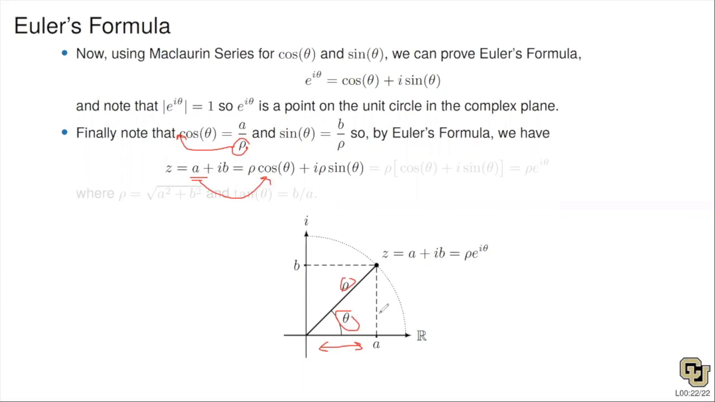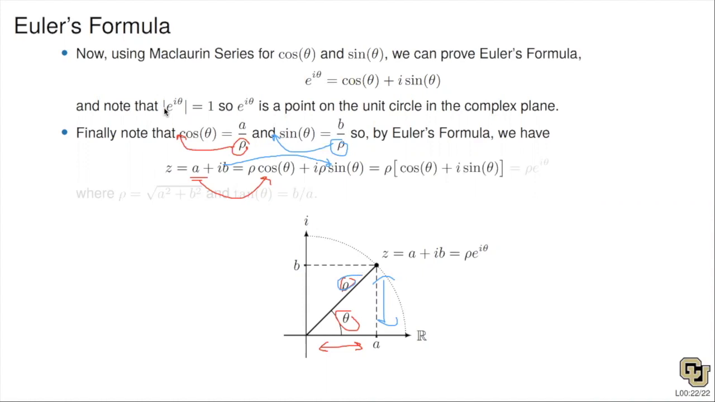Similarly, sine theta would be opposite over hypotenuse. So you have opposite over the hypotenuse. That gives you b over rho. Move the rho over, I get b equals rho sine theta. Replace this b here with rho sine theta.